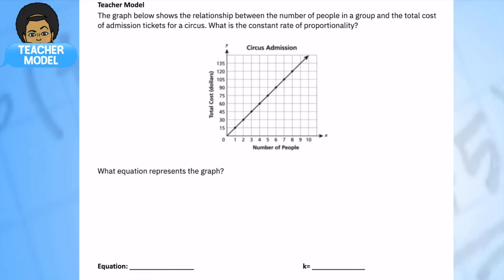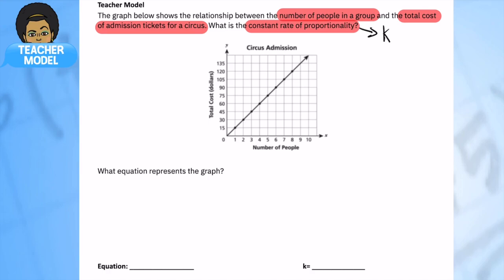So let's jump in. The graph shows the relationship between the number of people in a group and the total cost of admissions to tickets for the circus. And we want to know, what is the constant rate of proportionality? So Math Marvel, what are they asking us for? They want us to find the k in y equals kx.